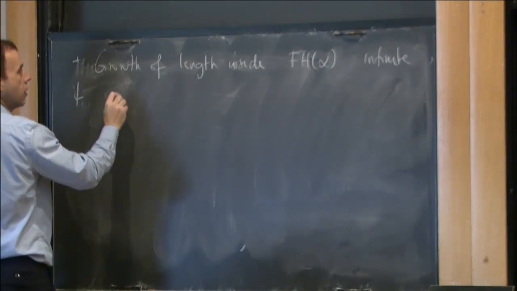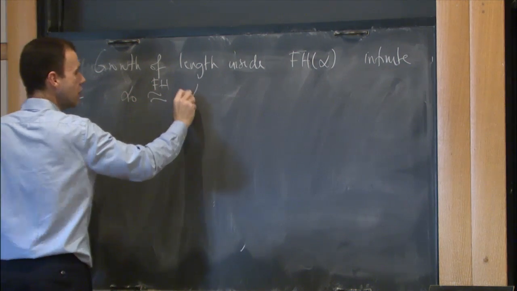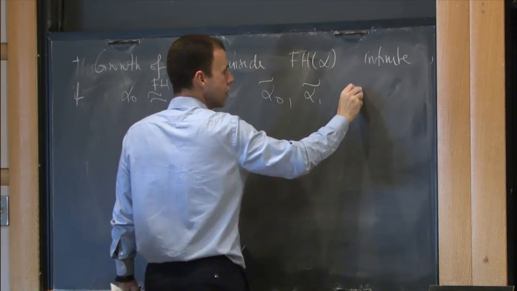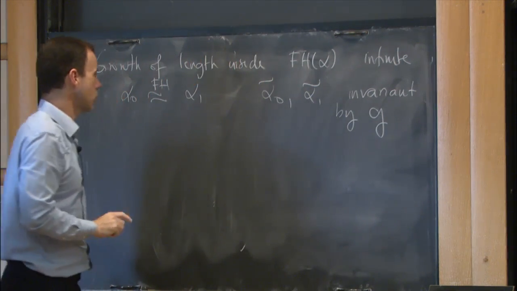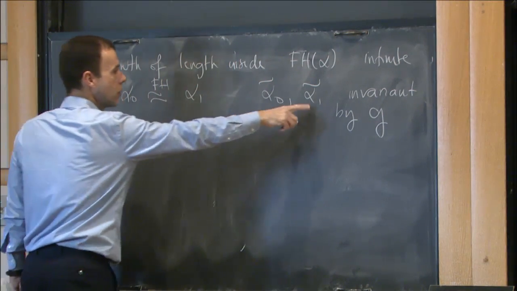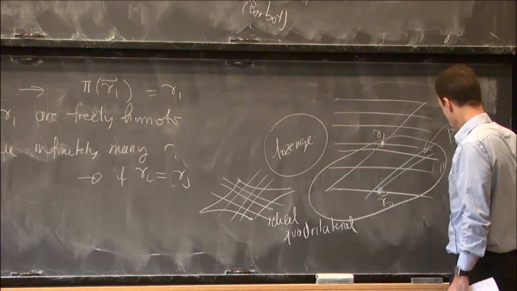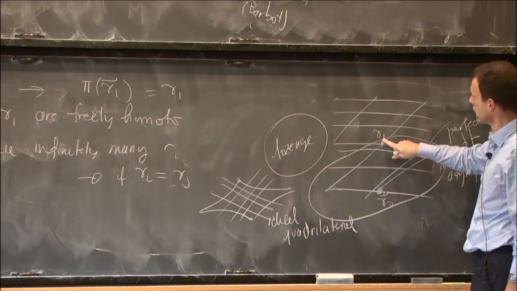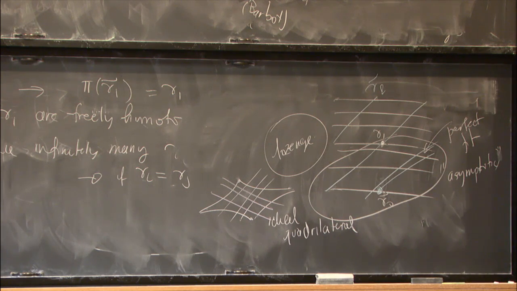So if alpha 0 is freely homotopic to alpha 1, with corresponding lifts here invariant by G, where G is the covering translation leaving both of these invariant, then here I had this picture which I iterated. From this one to this one, here's this object called the lozenge. From gamma 1 to gamma 2, there's a lozenge. So they are connected by these collections or chains of lozenges.